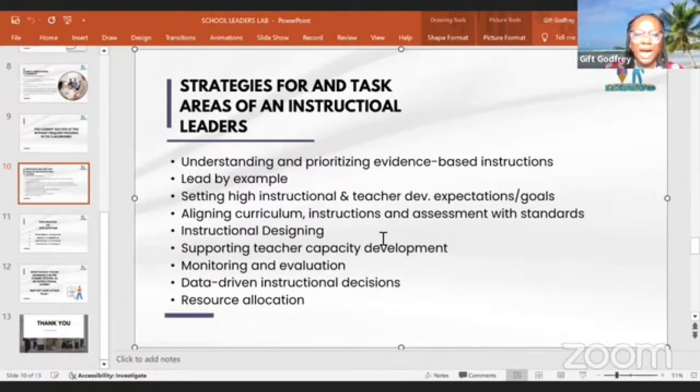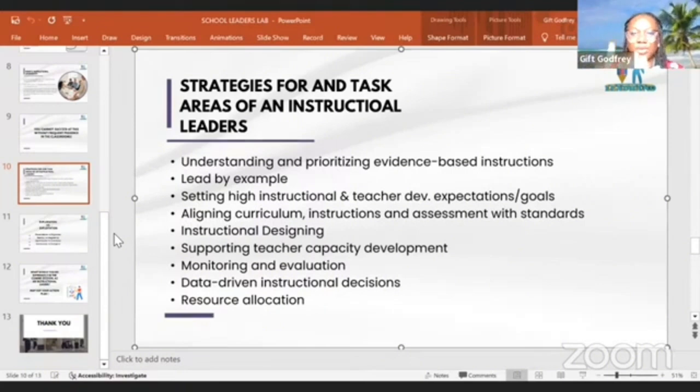Okay, then we have supporting teacher capacity development. Yes, and yes, you are an instructional coach. You are their number one mentor, whether they like it or not. When you ask teachers, who is your mentor, they need to call you first before anyone else. When it comes to their craft, you're the number one mentor. Okay, because you have direct influence on them.